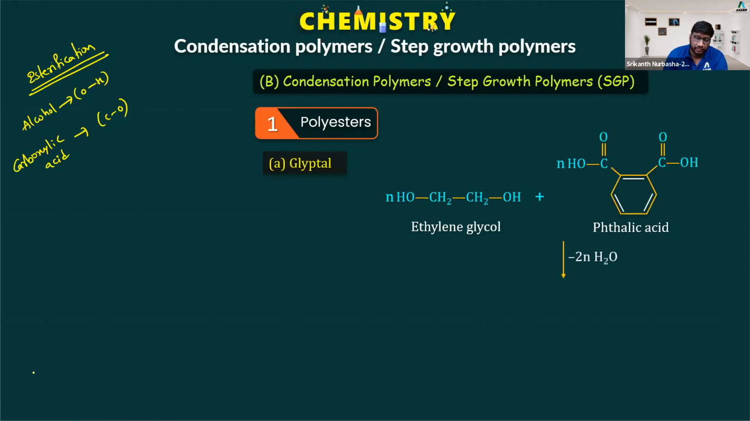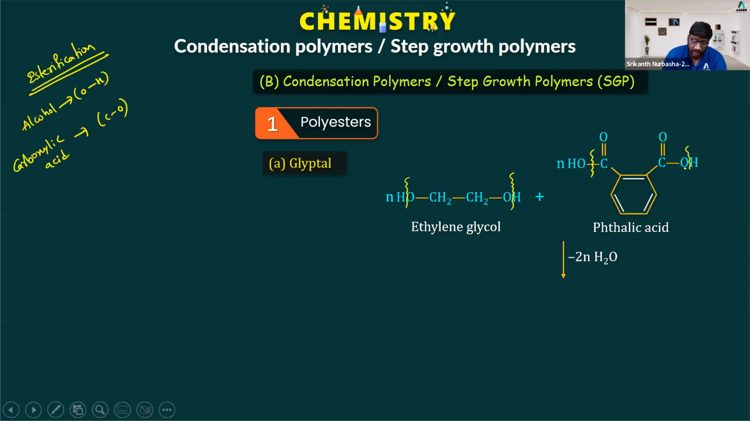So glyptol, first one. Glyptol is a polymer of ethylene glycol and phthalic acid. If you look at the phthalic acid, here the CO bond has to be cleaved. In the ethylene glycol, that is the alcohol, the OH bond has to be cleaved. Same in the continuation, this OH bond has to be cleaved, and this CO bond has to be cleaved.